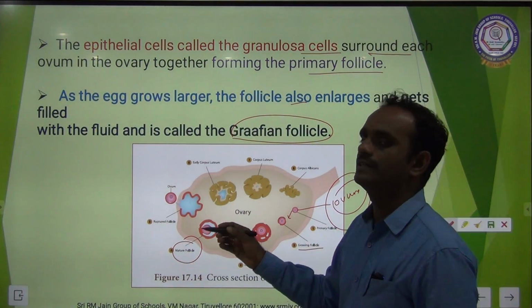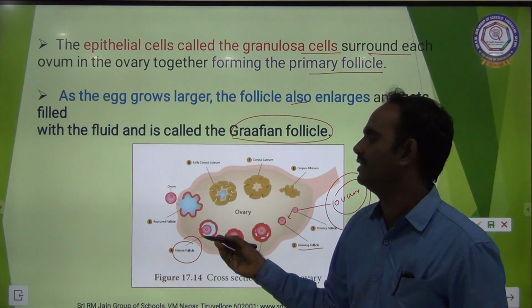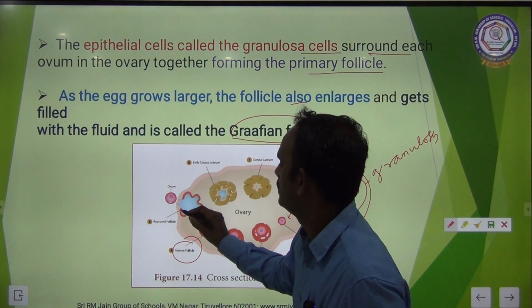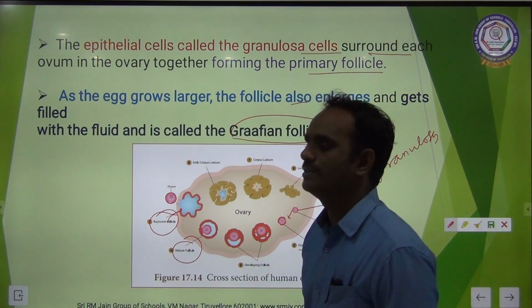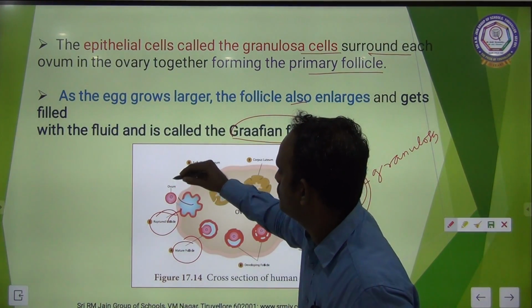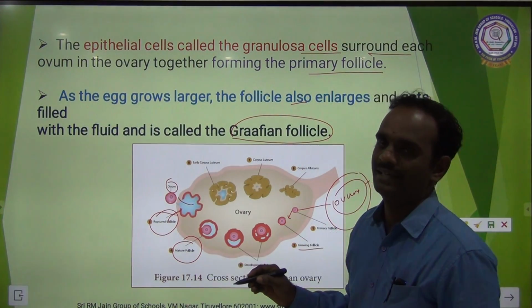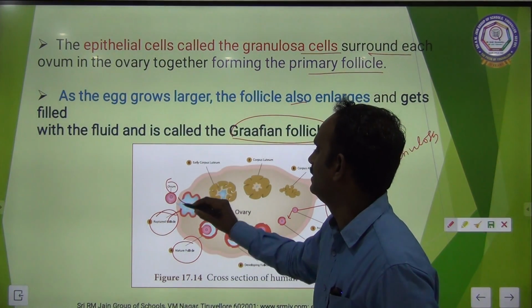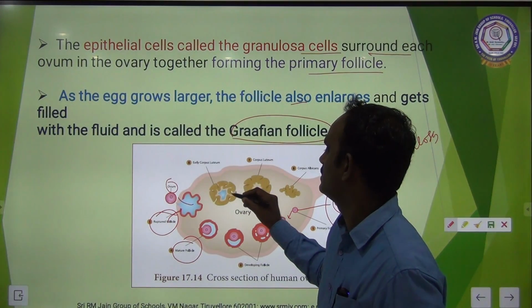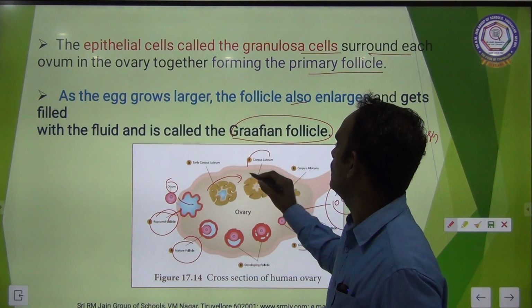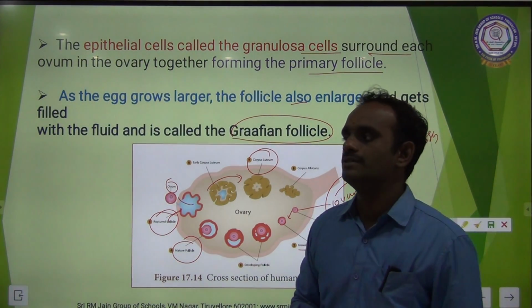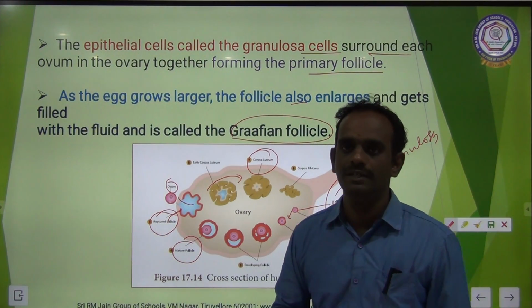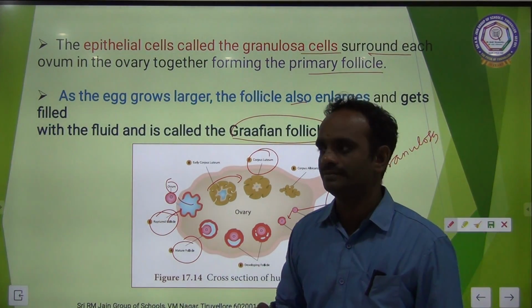Once the Graafian follicle ruptures, see here, the Graafian follicle ruptures to release a mature ovum, egg, secondary oocyte. Okay. After that this empty Graafian follicle changes into the corpus luteum. Corpus luteum is nothing but a temporary endocrine gland. Clear?